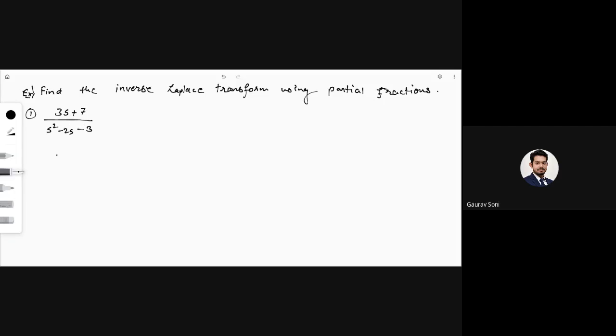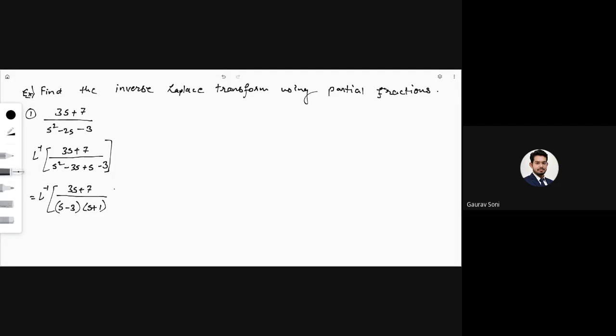So Laplace inverse of (3s + 7) upon... can you factorize the middle term? For s square, you need the sum to be minus 2 and the product to be minus 3. So minus 3s plus s minus 3. So I can write this as Laplace inverse of (3s + 7) upon (s minus 3)(s plus 1).